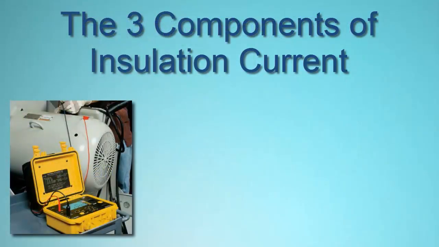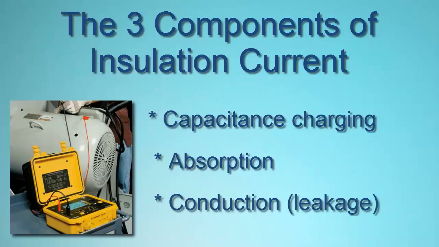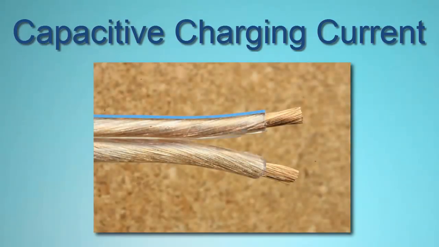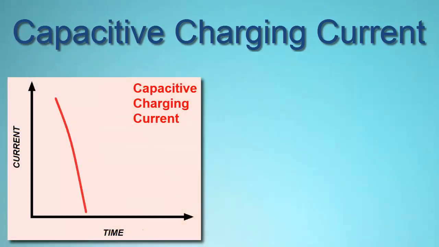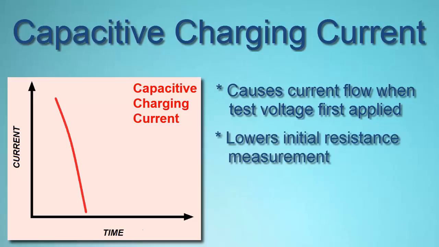To properly interpret test results, it's important to understand that the total current flowing through the insulation consists of 3 components: capacitive charging current, absorption current, and conduction or leakage current. When two conductors are in close proximity separated by an insulator, for example a length of a common 2-wire electrical cord, they can act as a capacitor. When test voltage is first applied, this capacitive charging effect results in current briefly flowing through the conductors until the voltage across the insulation reaches the test voltage. Consequently, the initial resistance measurement will be relatively low and then quickly rise as the capacitance becomes fully charged.